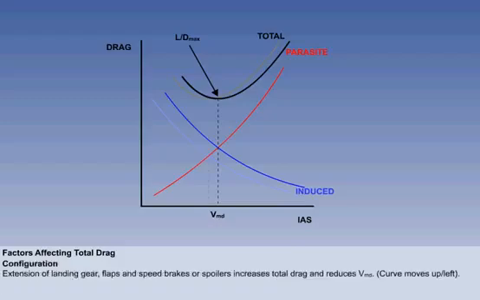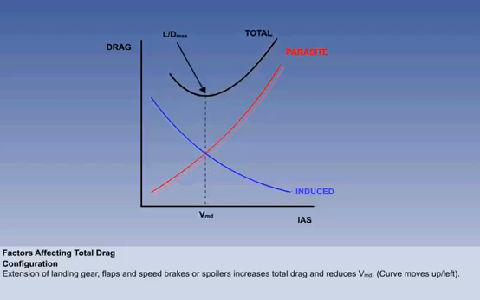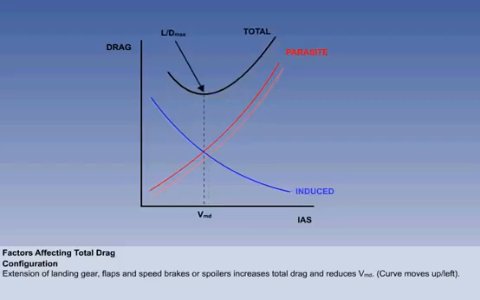Changes in configuration, as for example on the approach to land, where landing gear, flaps and air brakes or spoilers will be extended in a sequence appropriate to type, will create significant increases in parasite drag, but differing variations in induced drag. More lift with flaps with the increased CL, less with spoilers. The overall result is an increase in total drag, but a reduction in the min drag speed, with the curve moving up and to the left.